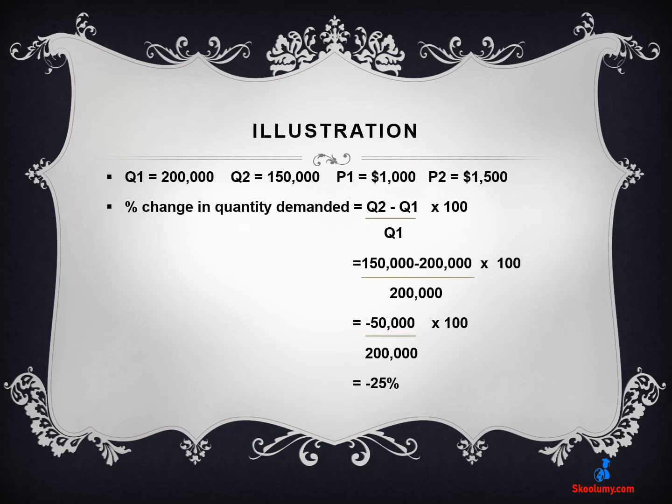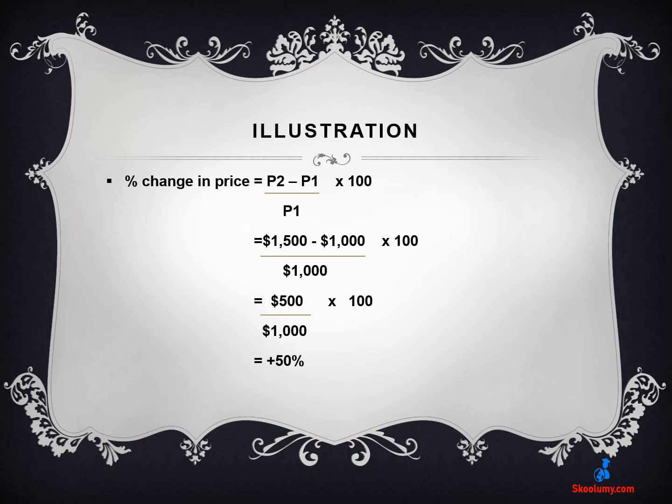Percentage change in quantity demanded is Q2 minus Q1 divided by Q1 times 100. This is 150,000 minus 200,000 divided by 200,000 times 100. The answer is minus 25%. Percentage change in price is P2 minus P1 divided by P1 times 100. This is 1,500 minus 1,000 divided by 1,000 times 100. The answer is plus 50%.